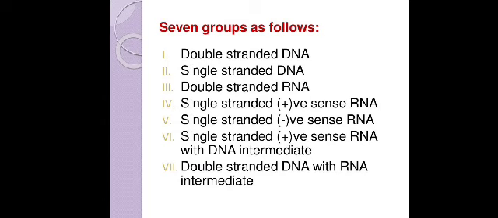Now let's see the 7 groups of the Baltimore classification, which are categorized on the basis of the genome or genetic material the viruses contain. Here the 7 types are: first is double stranded DNA, second is single stranded DNA, third is double stranded RNA, fourth single stranded positive sense RNA, fifth single stranded negative sense RNA, sixth single stranded positive sense RNA with DNA intermediate, seventh double stranded DNA with RNA intermediate.